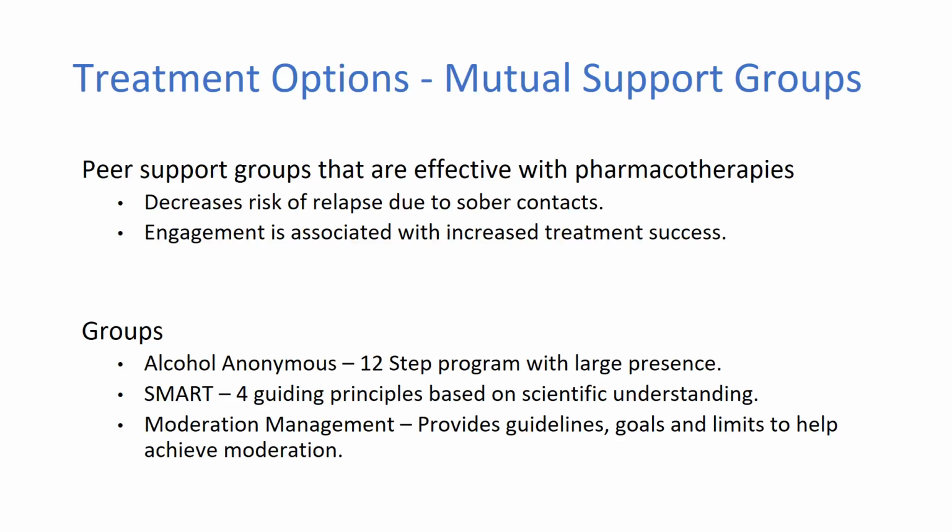Now we're going to focus on 3 particular groups here, but there's plenty. They each have their own different flavor. So the first one's Alcoholics Anonymous, and this is your 12-step program. It's the largest throughout the United States and Canada. There's SMART, which has these 4 guiding principles based on scientific understanding of addiction. And then we have Moderation Management, which I included because rather than promoting abstinence, it promotes moderation and uses guidelines and goals to help achieve moderation.